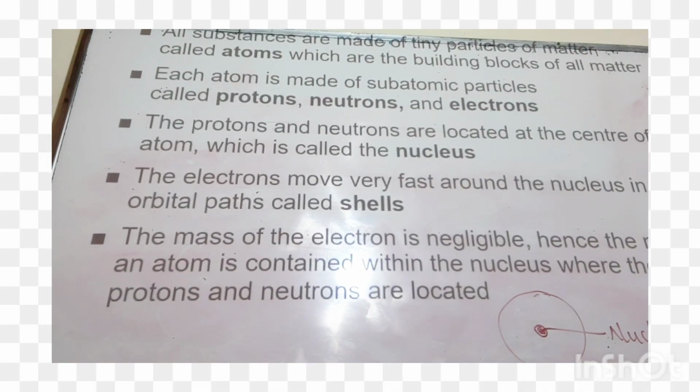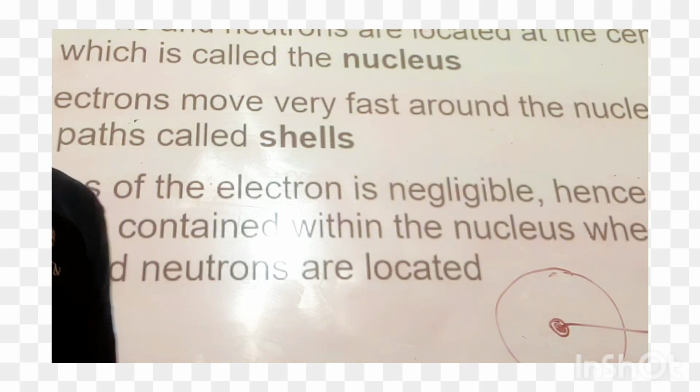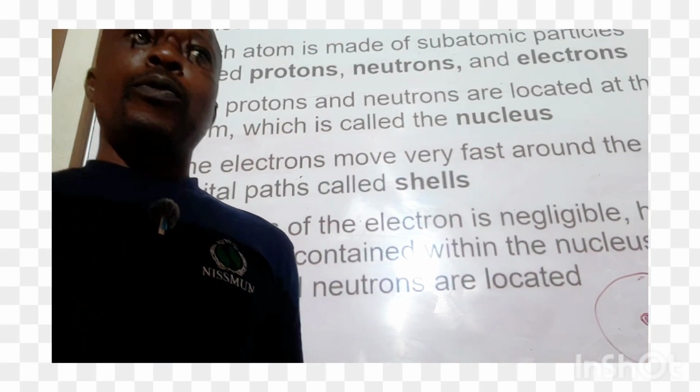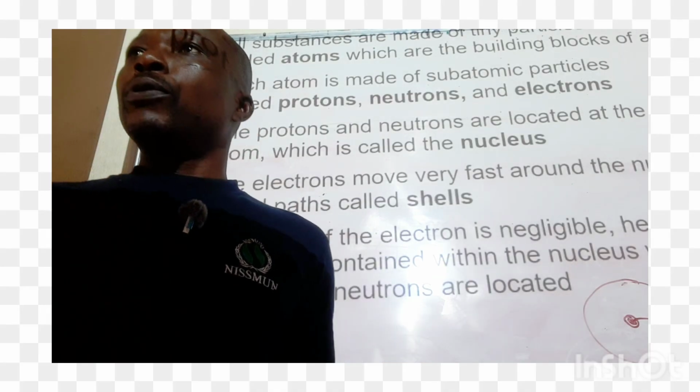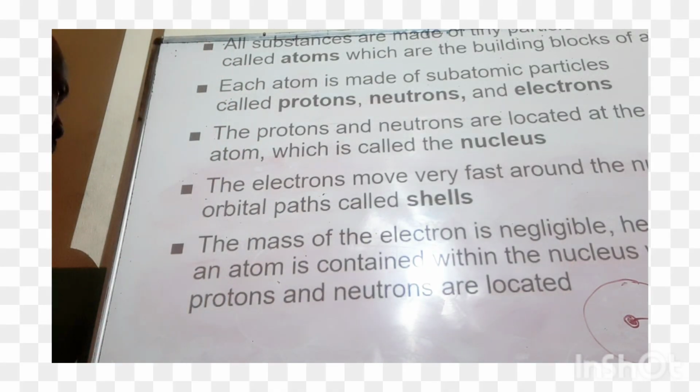Now, the electrons move very fast around the nucleus in an orbital path, or what we call shells or energy levels. Remember that the electron is not usually stationary. The electron keeps on moving. It keeps on revolving in an orbital or in a certain energy level, because there are different energy levels in each atomic structure, depending on the type of atom and the sub-level that is present in that atom.